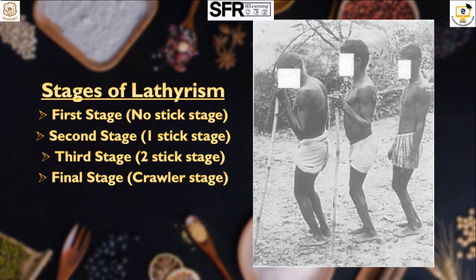So these are the stages of lathyrism. The first stage is the no stick stage. The second stage is the one stick stage. The third stage is the two stick stage, and the final stage is called the scissored stage.